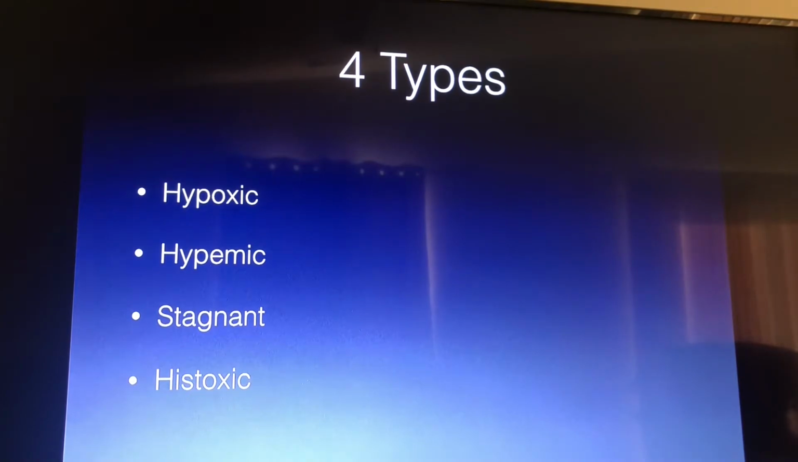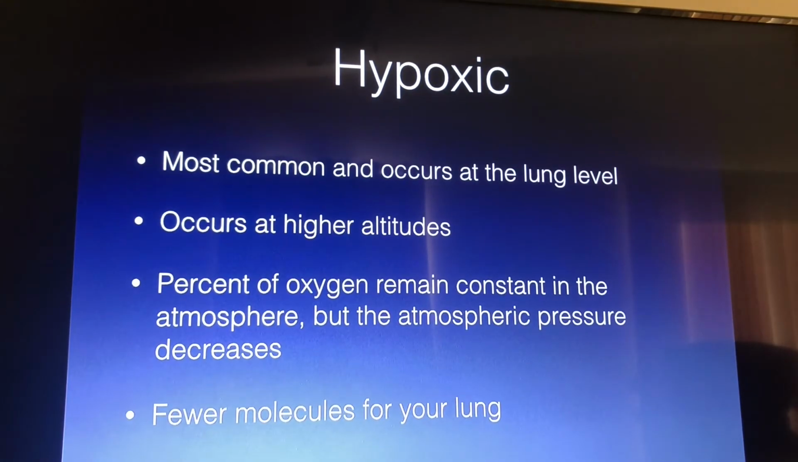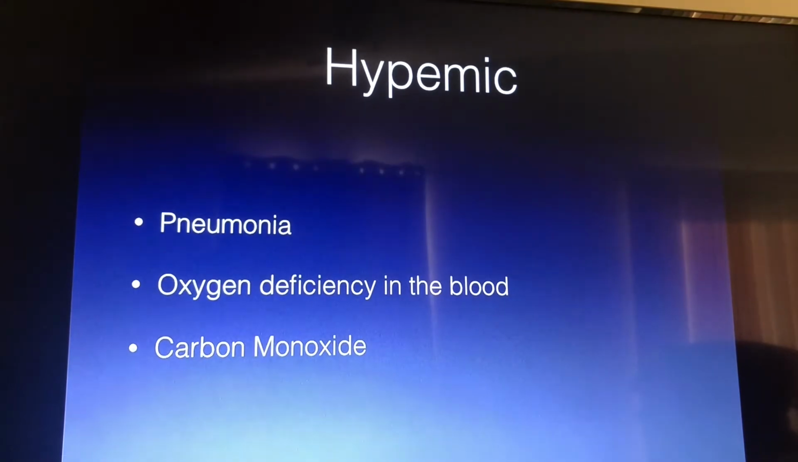As you all know, there are 4 types of hypoxia: hypoxic, hypemic, stagnant, and histotoxic. The first one we want to talk about today is hypoxic hypoxia. This is one of the main reasons pilots are limited to 14,000 feet in an unpressurized cabin or without an adequate supply of oxygen. So this is why we have that FAR in place.